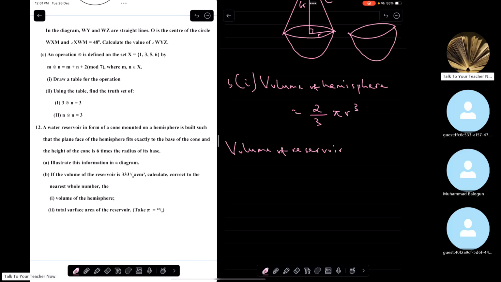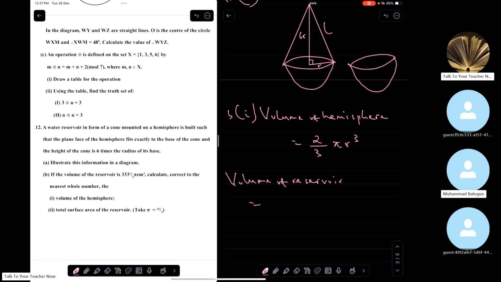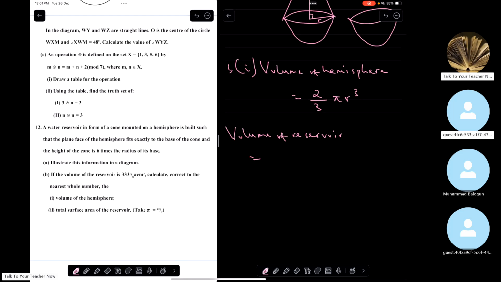Volume of reservoir. Now, Ajara, what do you think is the formula for the volume of the reservoir? Note that the reservoir is this figure, which has a cone mounted on the hemisphere with the flat face of the hemisphere fitting exactly to the base of the cone. Who has an idea? What's the volume of the reservoir? Volume of reservoir is volume of cone plus volume of hemisphere.